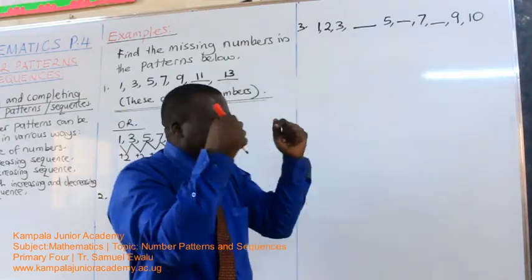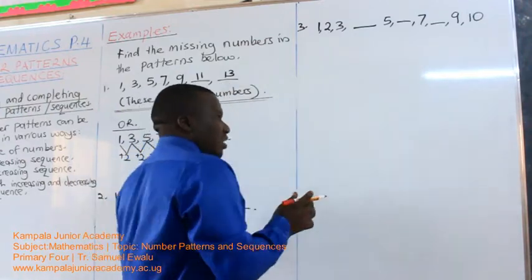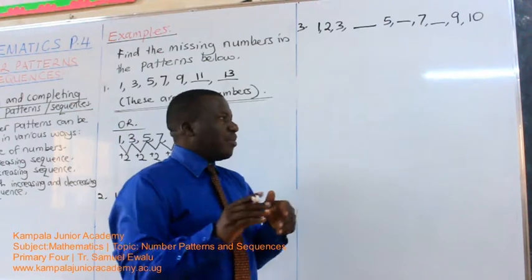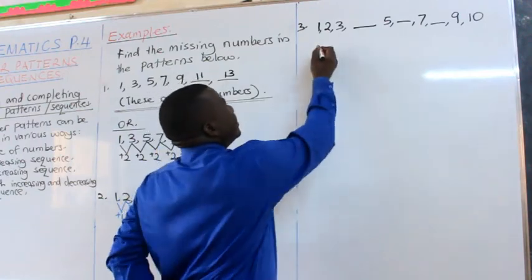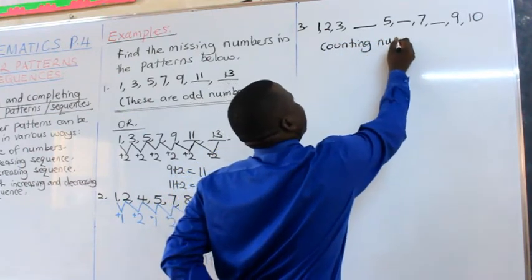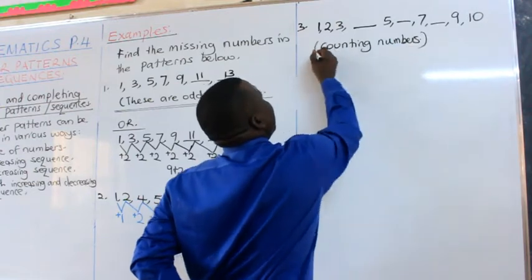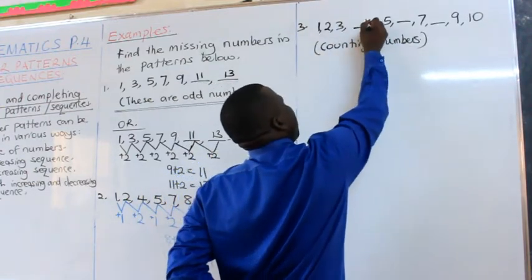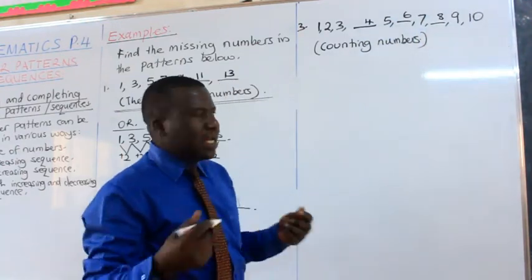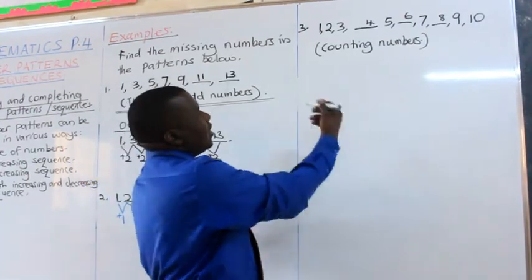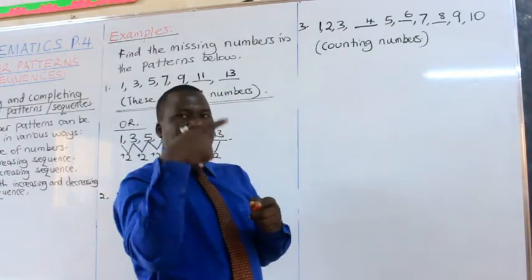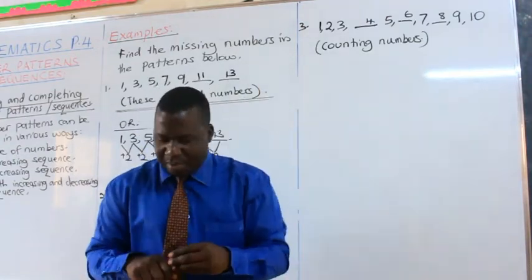So when you look at it quickly, when you are reasoning alongside the types of numbers, you have quickly seen the types of numbers. The types of numbers here, I see they are counting numbers, okay? Because you're just counting 1, 2, 3, 4, 5, 6, 7, 8, 9, 10. So those are just counting numbers. If you wanted to do it the other way, as a pattern, it is increasing by 1. But you can go with that and you're marked correctly.